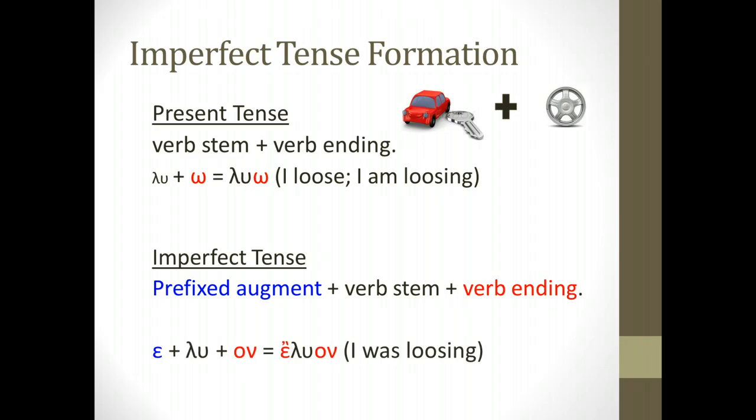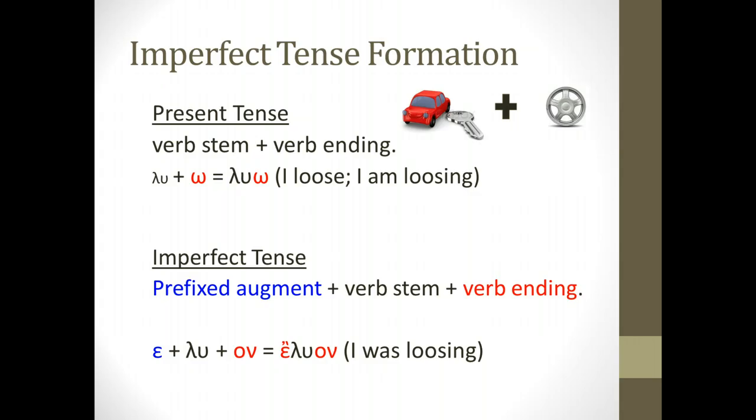At the bottom of your screen there, you'll see that we're going to have an epsilon augment, and we're going to add that to the beginning of our stem, and then we're going to put our imperfect ending, which is on, and so what we end up with there is the word eluon, and our translation is going to be I was loosing. Even in the difference of the translation, notice in the present tense it's luo, I loose, but in the imperfect tense it's eluon, I was loosing, both giving the idea of ongoing action, only in the present tense the action is happening now, whereas in the imperfect tense it was happening in the past.